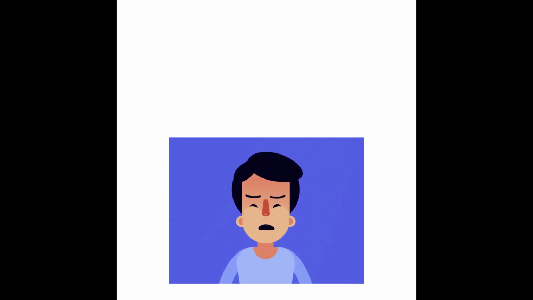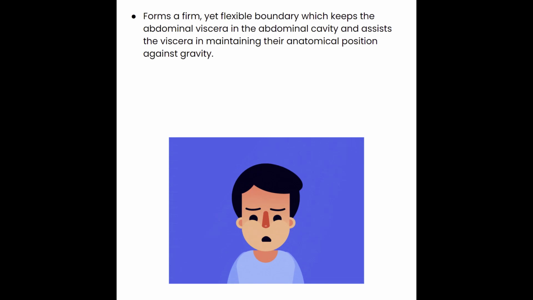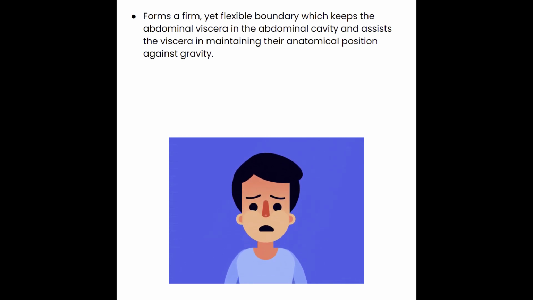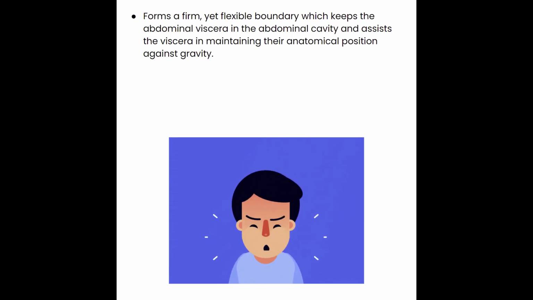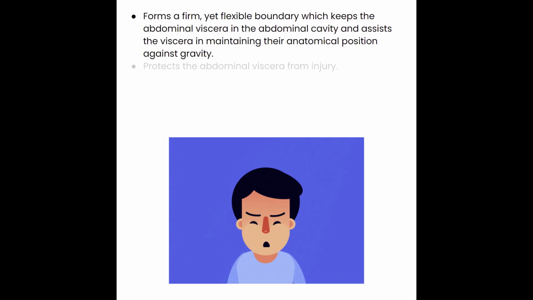The purpose of the abdominal wall is to provide a firm yet flexible boundary which keeps the abdominal viscera in the abdominal cavity and assists the viscera in maintaining their anatomical position against gravity. It's also going to protect the abdominal viscera from injury.